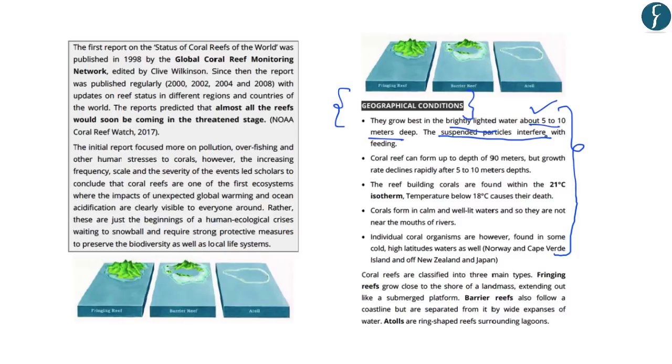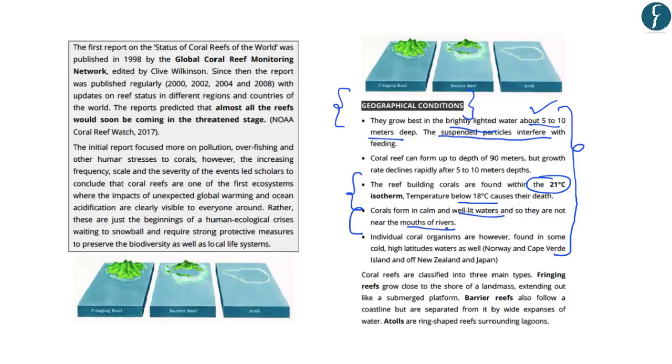That is particularly the reason why coral reefs are not found in the deltaic regions of major rivers. For example, in case of India, coral reefs are not found near the Sundarban Delta. That is mainly because of the sediments which are brought by the rivers. These sediments choke the coral polyps which are important for coral reef growth. Another important condition is the ideal temperature required for the growth of coral reefs, and that is 21 degrees Celsius. However, if the temperature decreases below 18 degrees Celsius, it can cause the death of coral polyps.